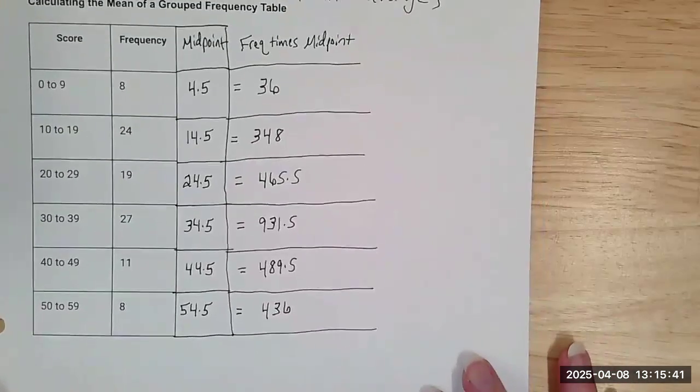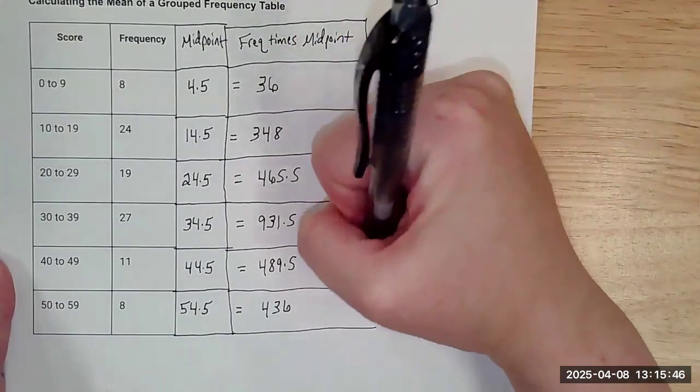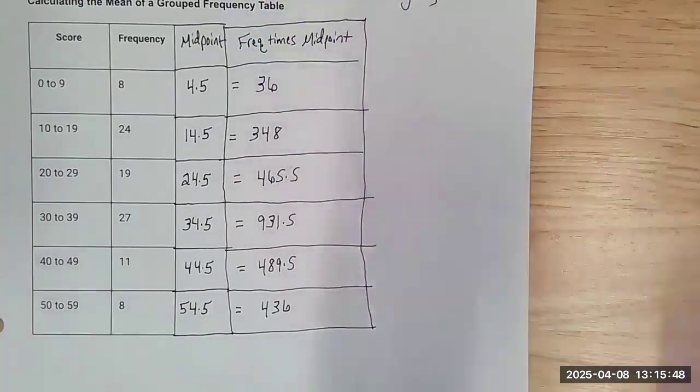Okay. So I did the frequency times the midpoint for each of these. And so what I want to do now, I have this times this to give me kind of like all the people's scores. So all 8 of those people's scores, I'm just putting those together. And then all 24 of those people's scores, I'm putting those together. And the way we're putting them together is we're doing an average. We don't know exactly what they got, so we're using an average.